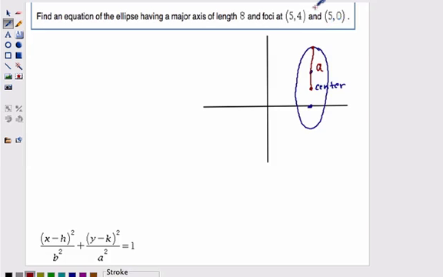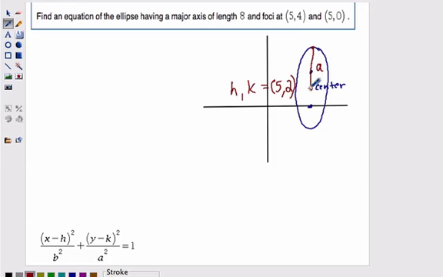So if you take 5 plus 5, these two x values, add them together and divide by 2, that gives me 10 divided by 2, which is 5. So the x-coordinate of my center is 5. My y-coordinate is 4 plus 0, which is 4, divided by 2, which is 2. So the center is the point (5, 2). So this is my (h, k) value.